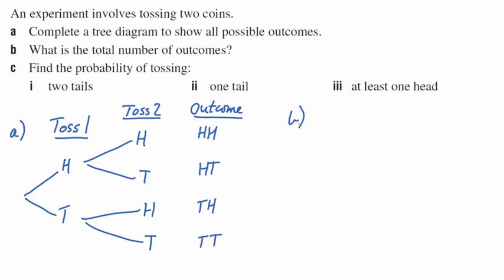Well, we've actually already answered part B. What's the total number of outcomes? There are 4 outcomes possible. And finally, we've been asked to find the probability of different things happening.